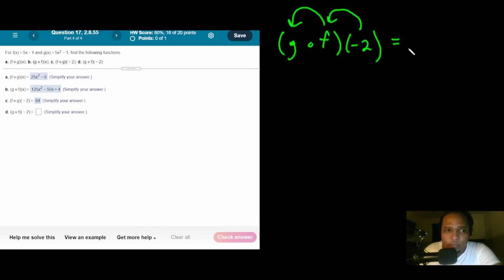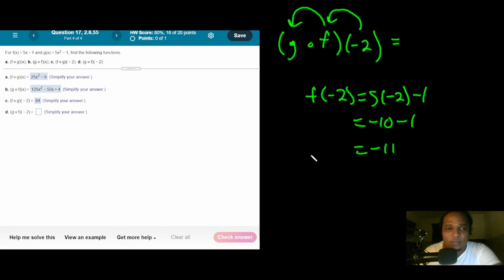Okay, so let's take -2. We're going to plug it into the f. So f of -2 is equal to 5 times -2 minus 1. You get -10 minus 1, so you get -11. We just got -11. We're going to plug that into your g. So that'll be 5 times -11. Remember, this is g of 11 here. I'm sorry, g of -11.